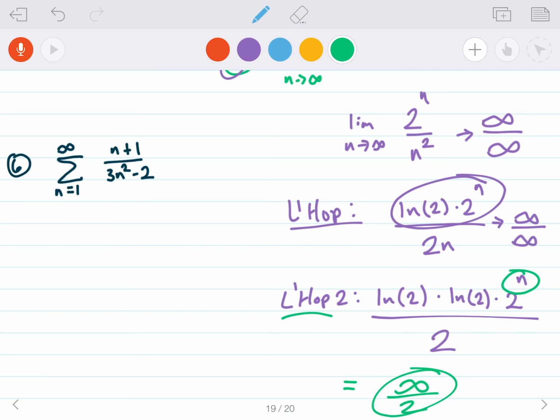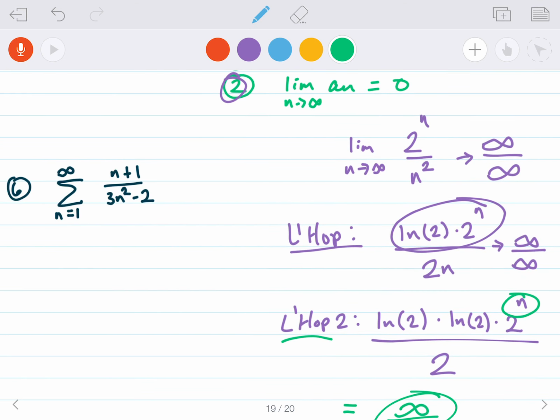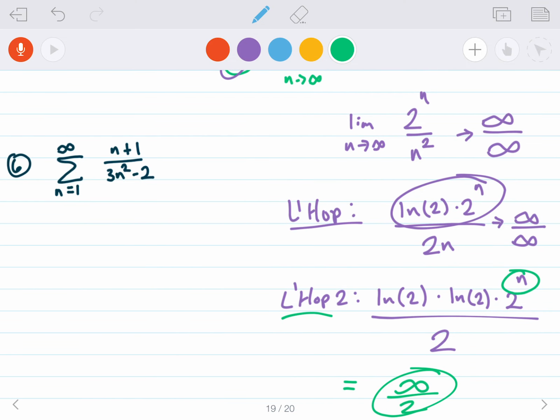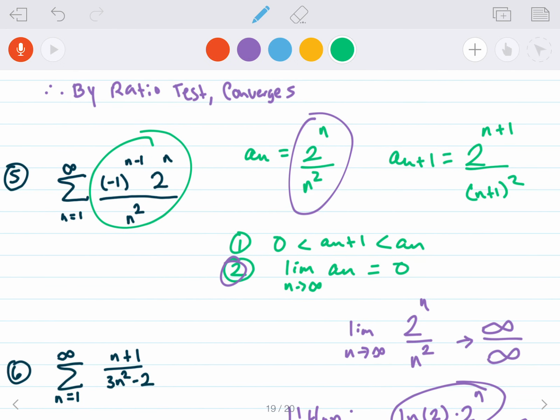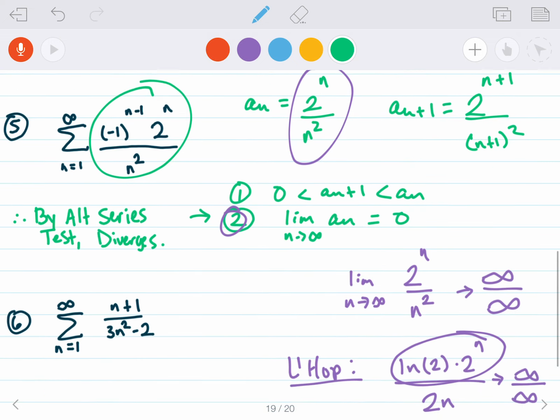So what we can say here is that the limit as n goes to infinity of a sub n is not going to equal 0, right? So since that is the case, by the alternating series test, this thing diverges because condition 2 is not met. Okay. All right.